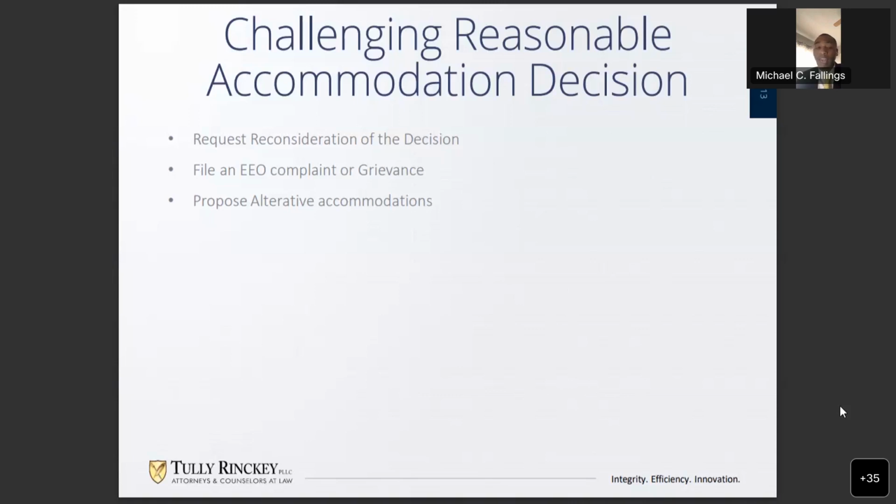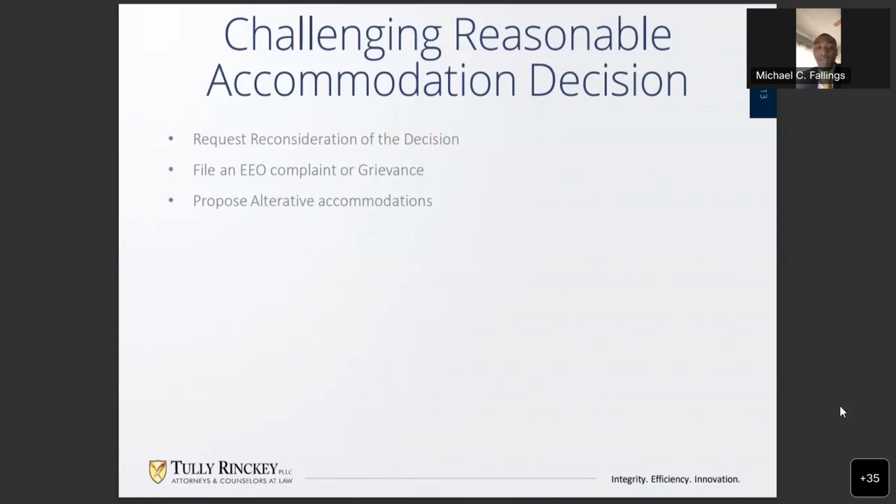If that fails or if that process is not in place, then there are routes to file EEO complaints or grievances. An EEO complaint is a complaint alleging disability discrimination based on failure to accommodate. And that complaint will be filed with the agency's EEO office.